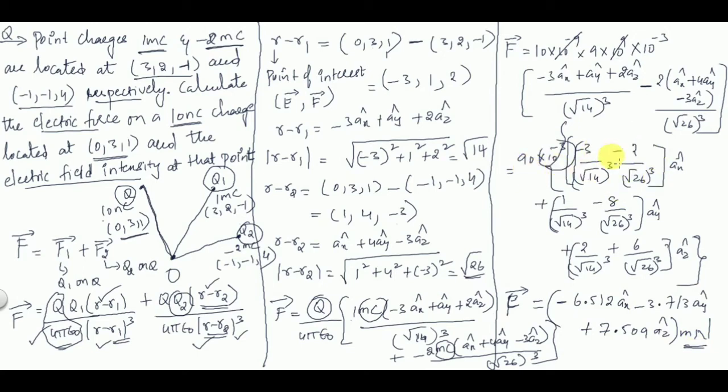So 90 multiplied by this total term into AX cap will be minus 6.512. So 90 multiplied by this term will be minus 3.713, and 90 multiplied by this total term is your 7.509. Okay, so into 10 to the power of minus 3, so it will be in millinewtons. Okay, so this is how we can find the force. Let me take one more slide and I'll explain how to find the electric field intensity at the same point.